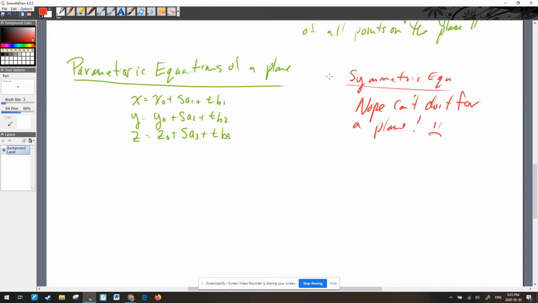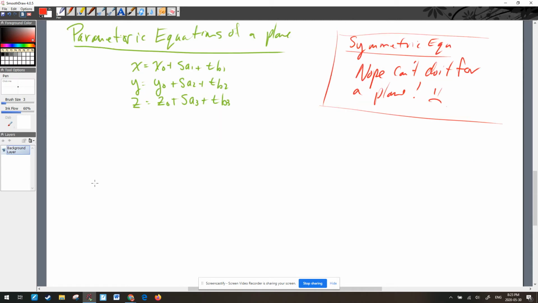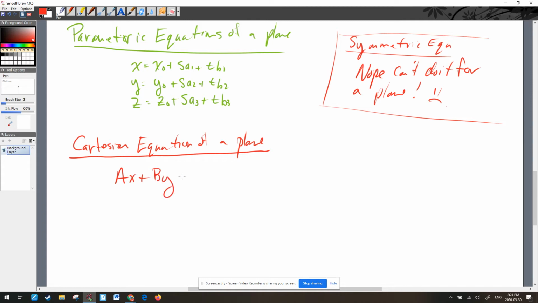Okay, so no symmetric equations for a plane. But I hinted, more than hinted, I said, we do, however, have the Cartesian equation of a plane. I'm just going to write it, and then we're going to talk about how we're going to get it. So the Cartesian equation of a plane is ax plus by plus cz plus d equals 0.